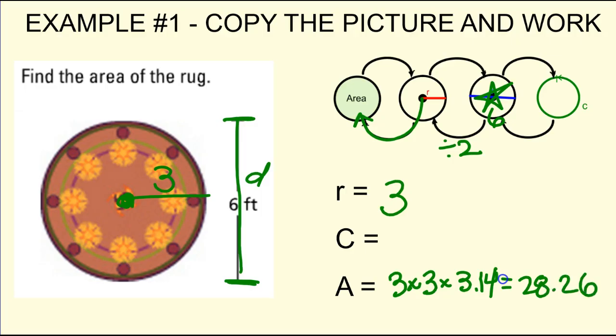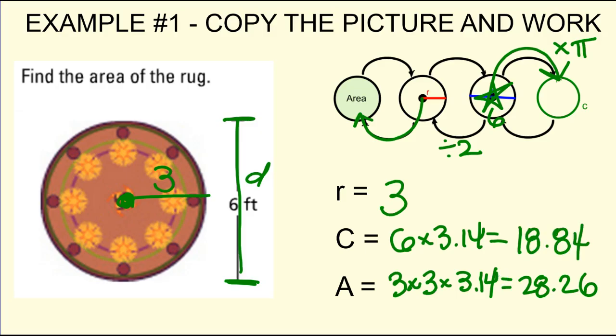Okay. And then circumference. If I start here with diameter, I'm going to be following this arrow now to get circumference, which is times pi, or times 3.14. So 6 times 3.14 and get that answer. And I got 18.84. So hopefully you noticed that there's something missing still. I should have units on all of these. They tell me that I'm using feet here, so the radius would be 3 feet. Circumference is 18.84 feet. And area is square feet.